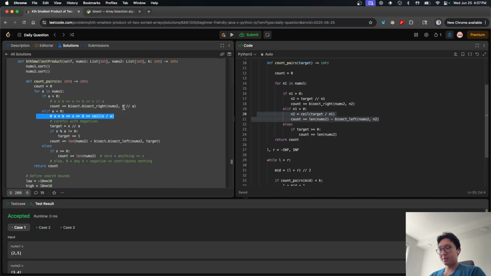Okay, let's try to imagine the scenario. For each number, we have a target. The target that we need to find in num2 is going to be this target divided by num1, which is the current number that we have. But this target might be a float, right? The division might not be perfect. So if the number is greater than 0, then we just take the floor of that.